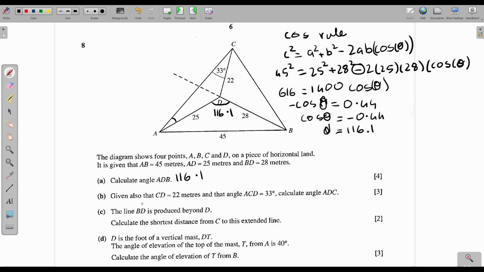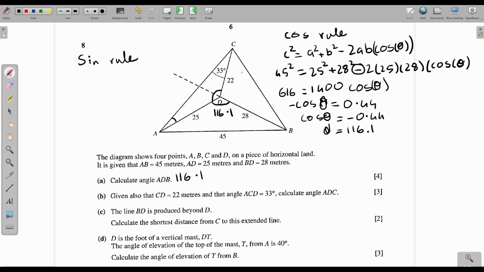116.1. Also, given that CD is equal to 22 meters and that angle ACD is equal to 33 degrees, calculate ADC. So we want to now calculate this one. In order to calculate this angle, we can first calculate that angle. We can't use the cosine rule here since we don't know what this is, but we can use something else we've learned, which is the sine rule, or the sine law.